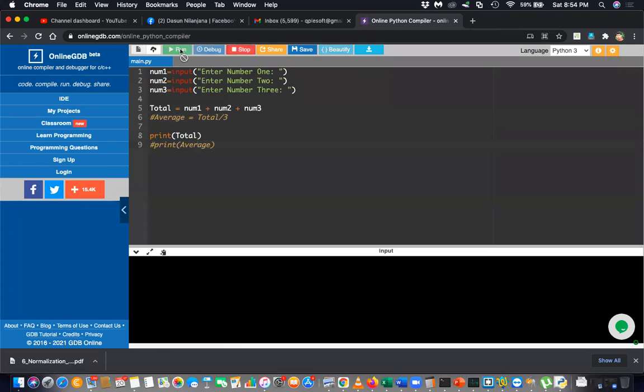If I run this, enter number 1, enter number 2, enter number 3. Now you can see the total is 567,634. Is it correct? Is it correct or wrong? When you add these three numbers, 567,634, is it correct? Wrong, sir. Wrong. What went wrong? What has happened?